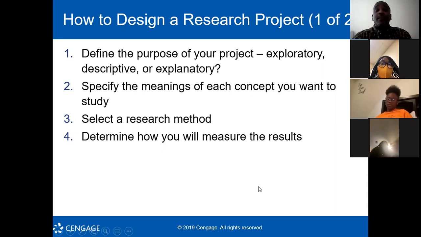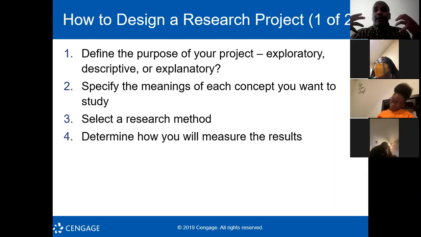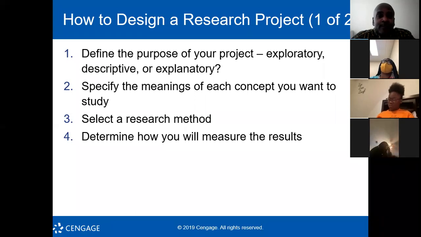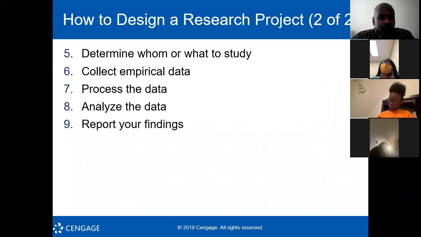You want to determine how you're going to measure your results. Again, this is the most important thing. In this way, what patterns are you going to look for to see if your hypothesis is proven or not? We'll talk about this once we really get into the methods section, beginning later today and definitely on Thursday next week. Determine whom or what to study. Do you want to study all single parents? Do you want to study male and female single parents? Do you only want to study Black parents? Do you only want to study people under 25?